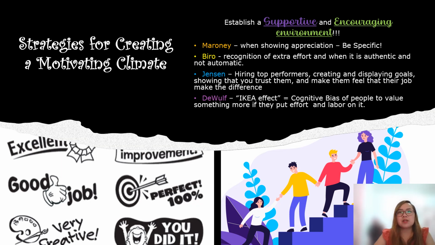According to Jensen, hire top performers, create and display goals, show that you trust them, and make them feel that their job makes a difference. Hiring top performers and creating and displaying goals is actually part of learning on the responsibility that you are given. If your manager has trusted you with this assignment, you have to do it and be accountable for the task that is given to you. If it is challenging or risky, take the risk. If for you it's a good thing, then try to do your task better. In this way also the staff would feel that the task given to them, maybe small or big, makes a difference.